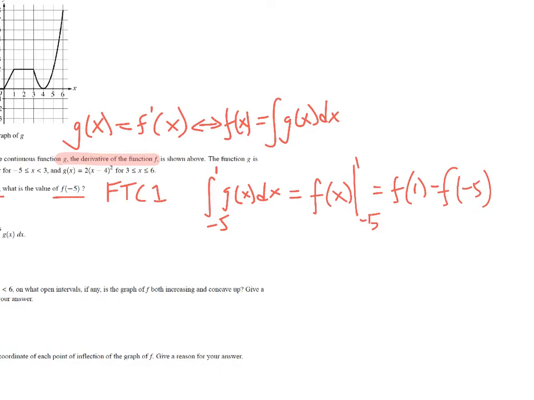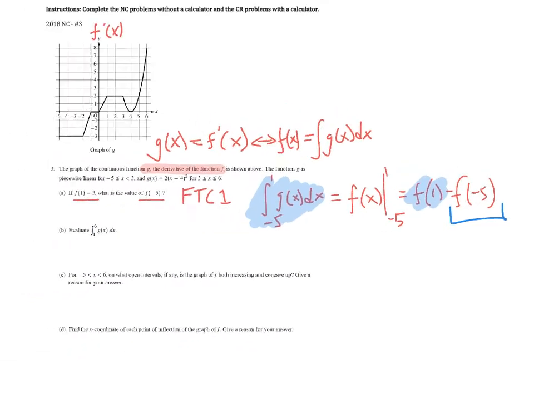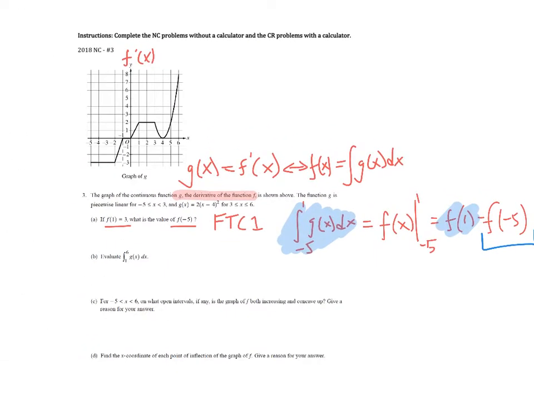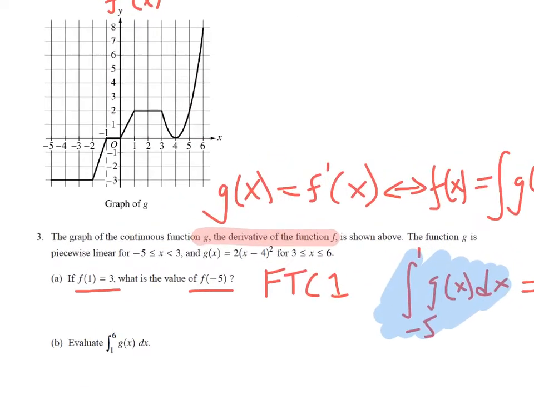So how does that help us? Well, we know some of these things. I'm going to highlight the things we know. We know this. We know this. We don't know f of negative 5. So we can compute this. You might ask, how do we know that integral? Well, an integral is area. So from 1 to negative 5, we can look at that here.